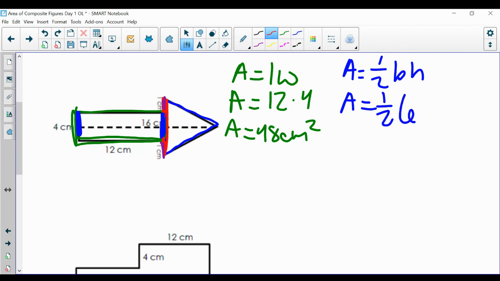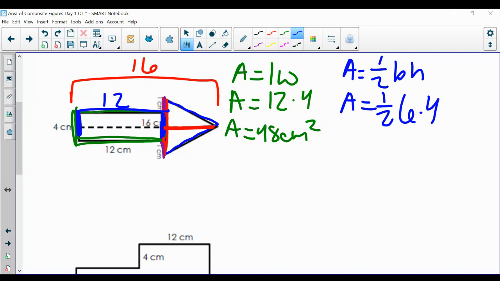Okay? Same with my height. My height is just this little piece. But I know that my whole thing is 16, right? It tells that to me in the middle. And then I also know that up until this point, that's 12. So I have to do 16 minus 12, which is an answer of 4. So my height right here is actually 4 centimeters.